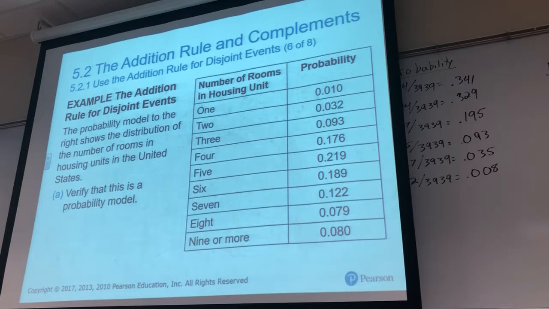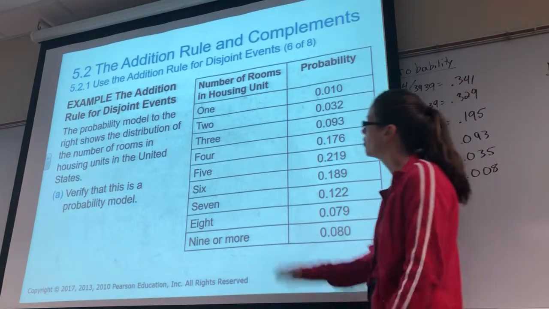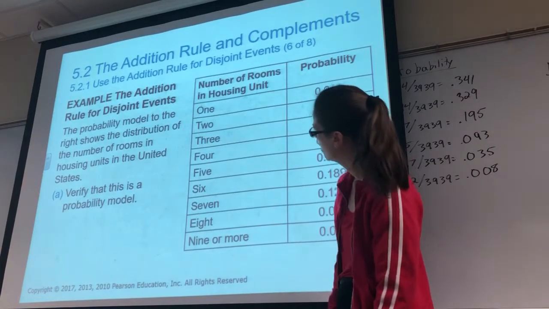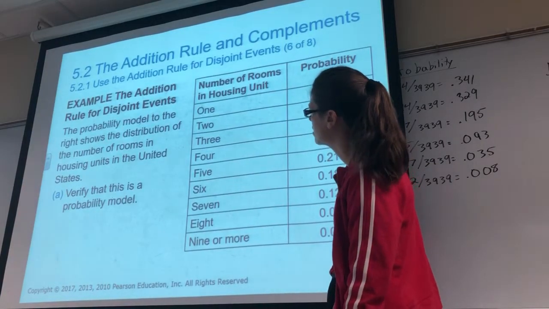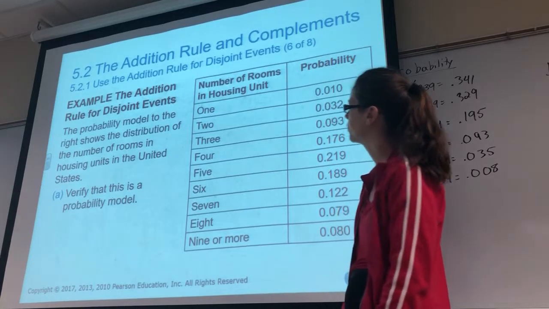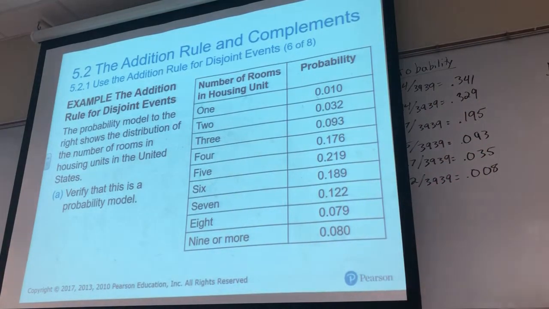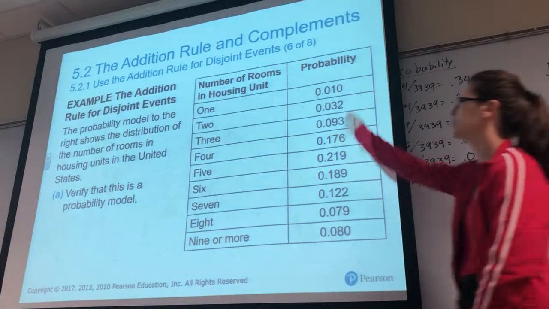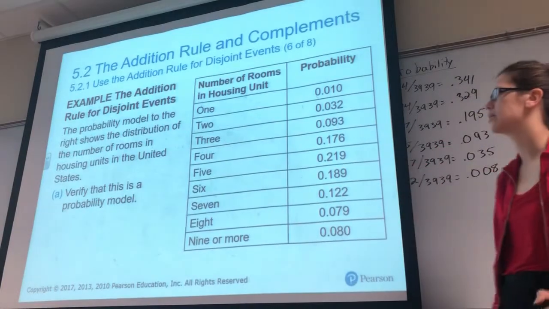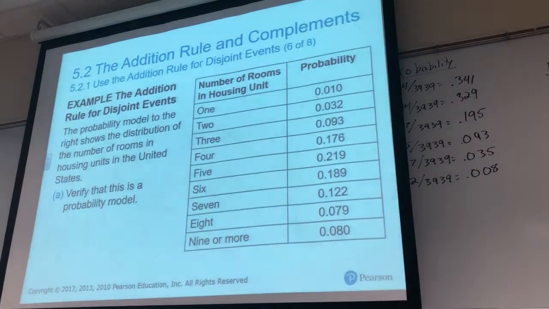Okay, so for this one, they've got an example where they're looking at the number of rooms in a housing unit. So we're looking at all the housing units in the United States. They don't say how they got it. If it's using the population, I would assume it's based on a sample, and it's an approximation. But the number of rooms, we've got 1, 2, 3, 4, 5, 6, all the way up to 9 or more, and then their corresponding probabilities. The first part is to verify that it's a probability model.